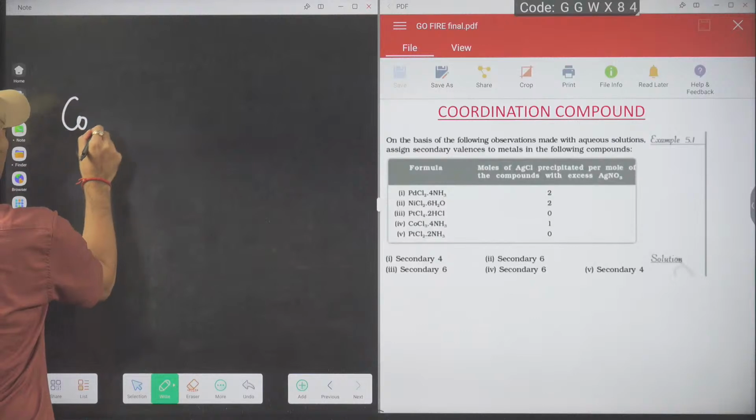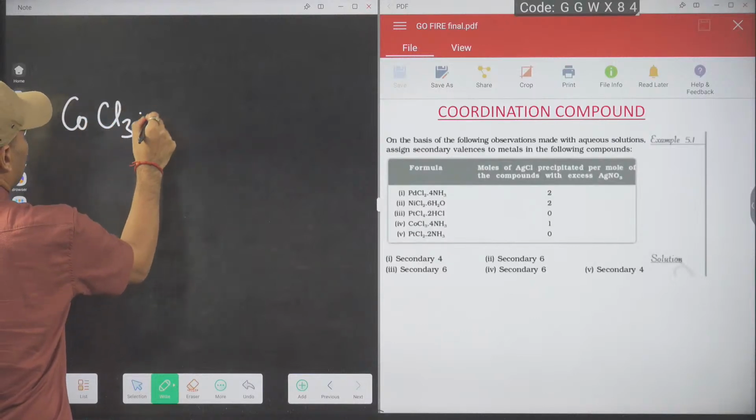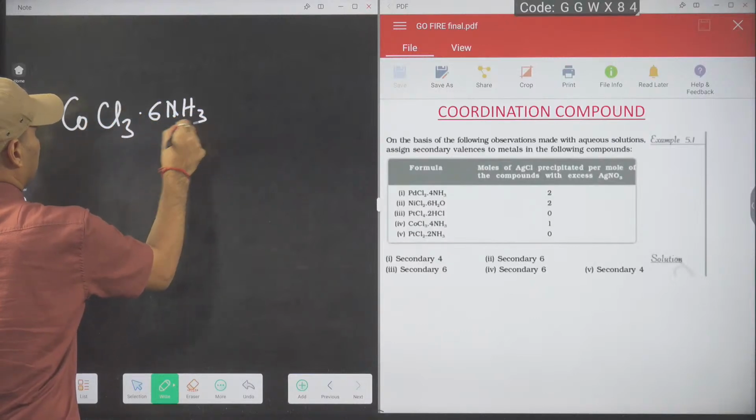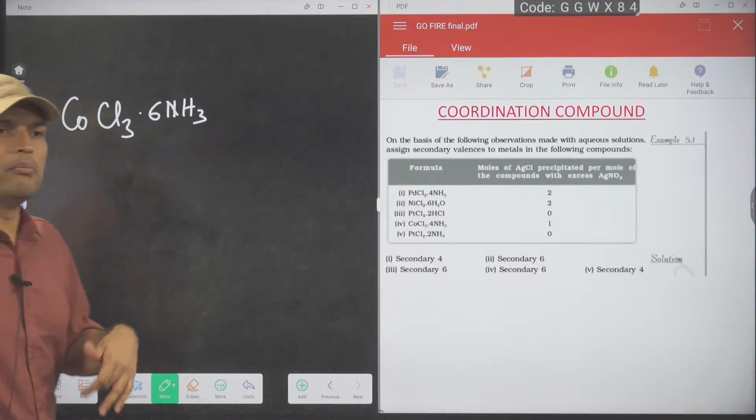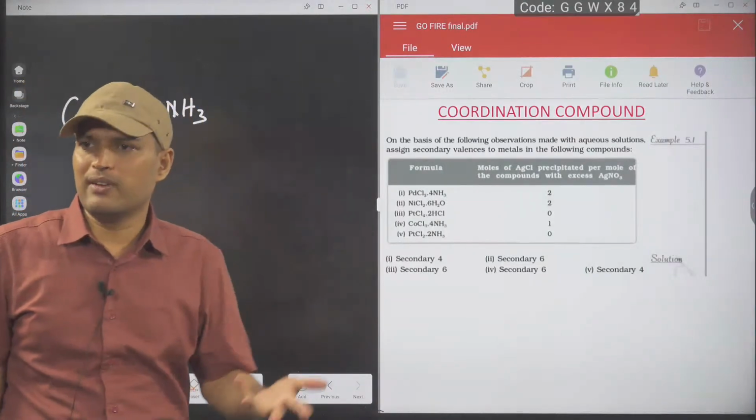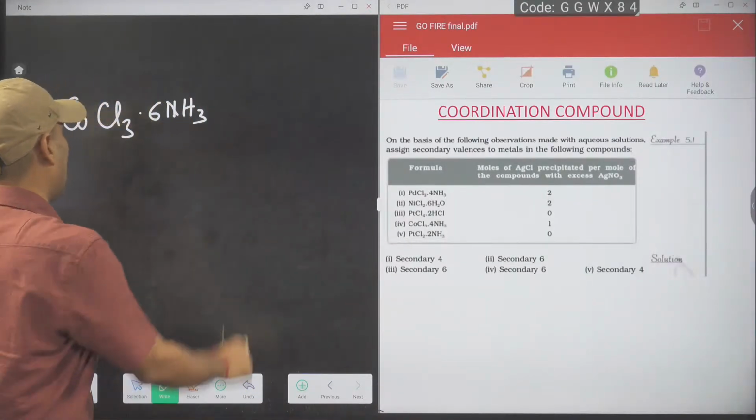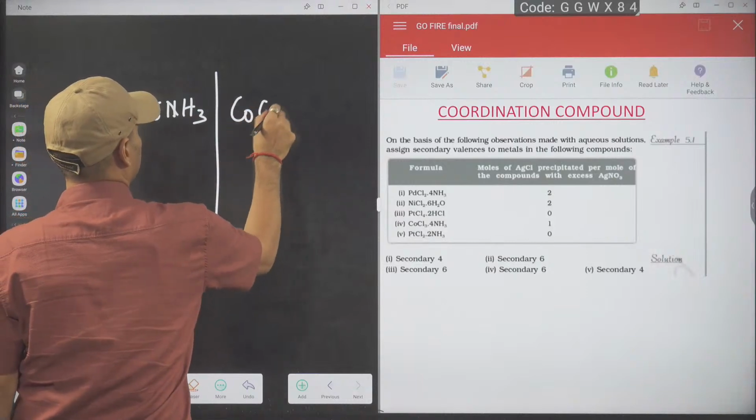Like see, they will give you compound like this, CoCl3.6NH3. You have to tell moles of AgCl, primary valency, secondary valency, all. I will give you 2 compounds in fact. Dekho.